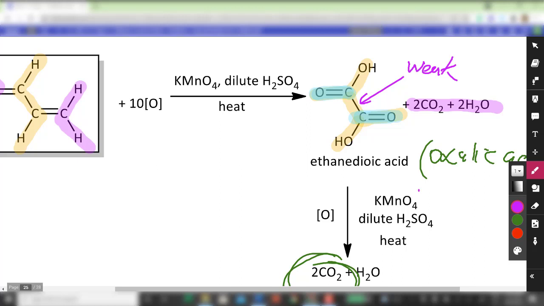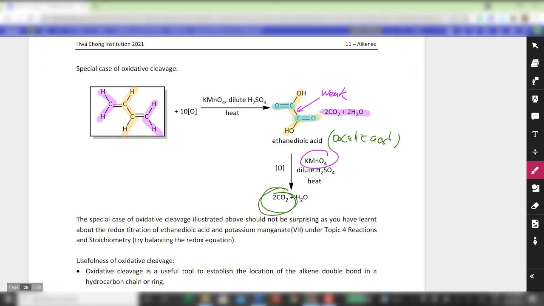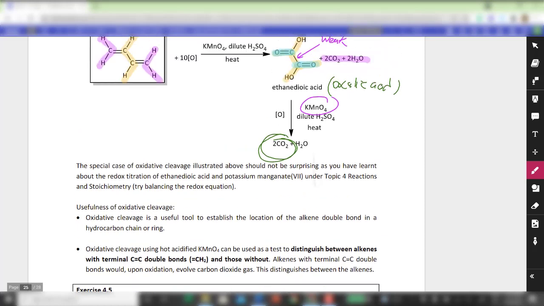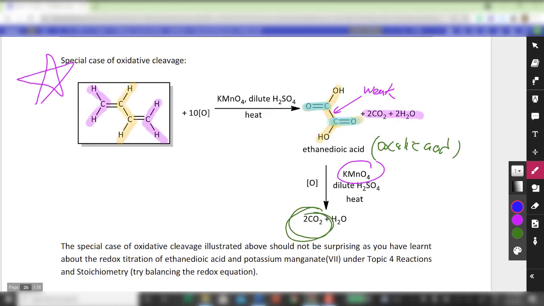KMnO4 being a strong oxidizing agent is able to grab hold of that electron very quickly, and in the process, I'll generate CO2. Therefore ethane dioic acid is oxidized from +3 oxidation state to +4. It might be worth remembering the unique case if you want to, but if not, it doesn't really matter because you should be able to work it out on your own if you are familiar with the chemistry of ethane dioic acid.